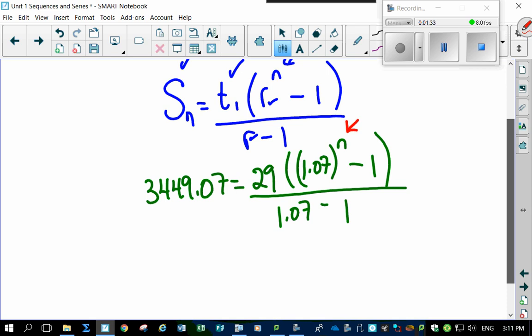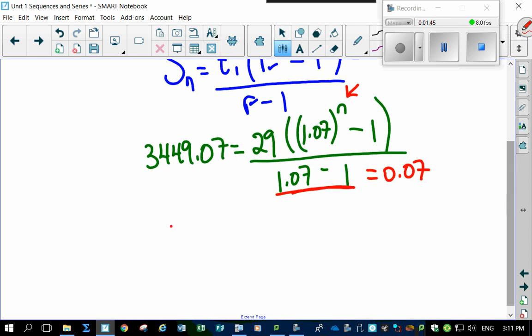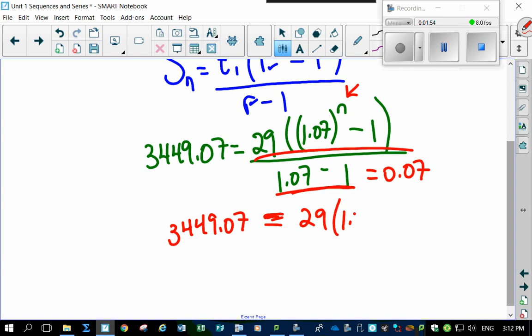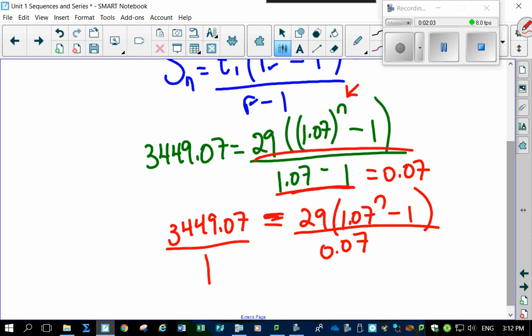This is going to be quite interesting. Let's solve this guy right here first. 1.07 minus 1, well, that's easy. That's 0.07. Bond. James Bond. Yes, there's James Bond here for you. 3449.07 equals this mess, which is 29 times 1.07 to the power of n, subtract 1, over 0.07. Okay, cross multiply. Let's do that one first.